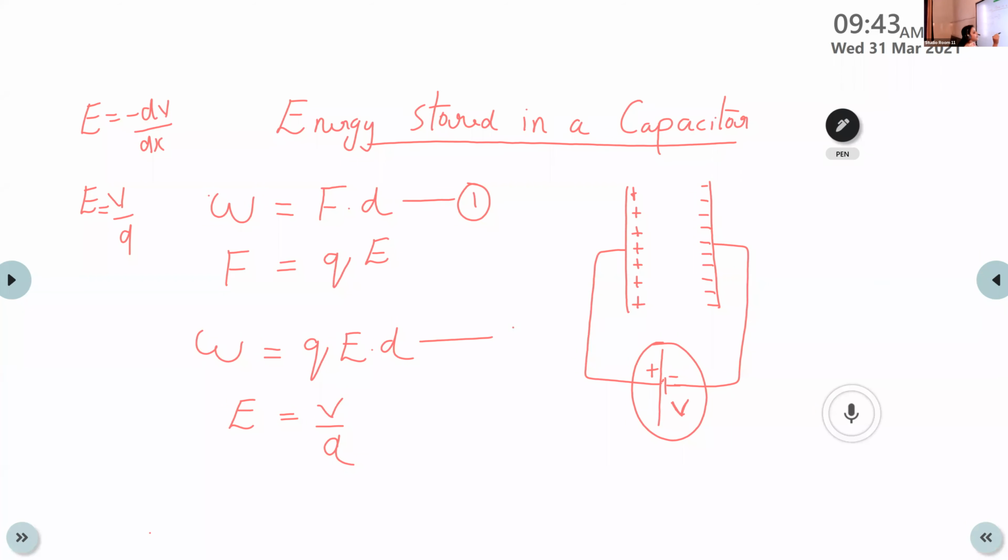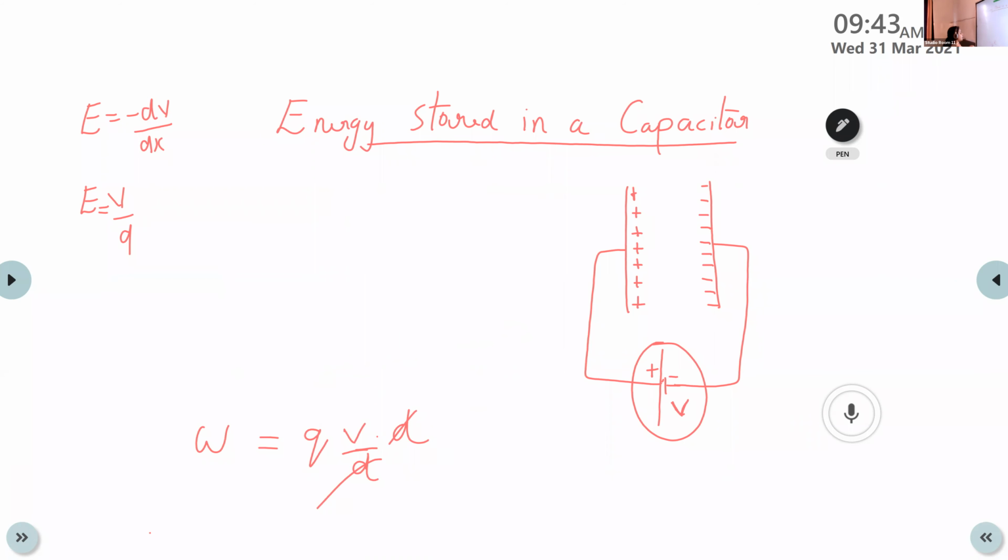So again, this equation for work done becomes W is equal to Q into, instead of E, we can write V by D, into D. Any term cancels here? Yes, the D and this D are cancelled. So the work done becomes W is equal to QV.